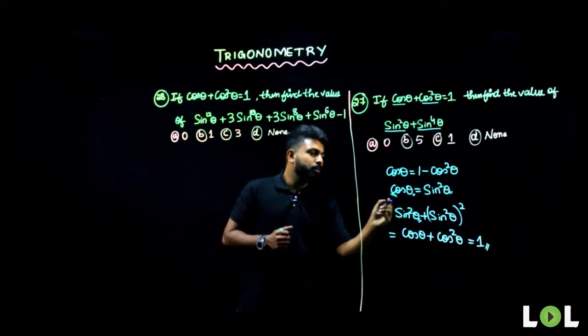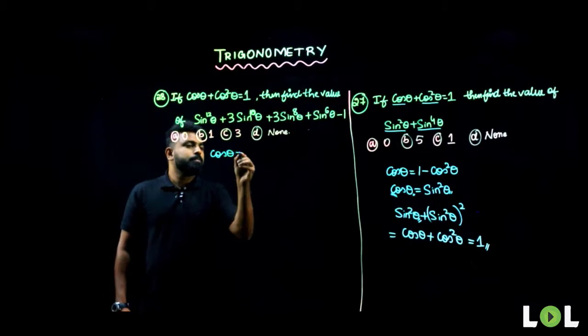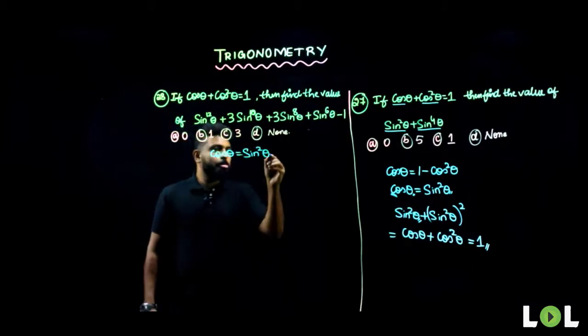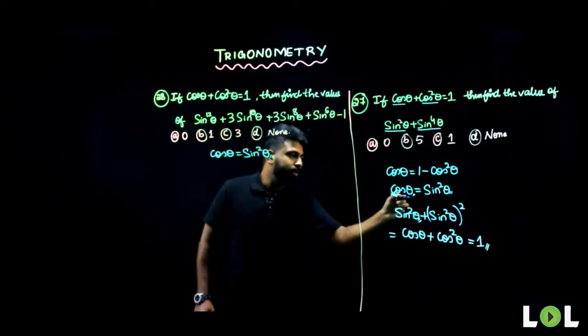From our previous problem, we can directly write cos theta as sine square theta. Because this is the same question as my previous question, so I've directly written this step here.